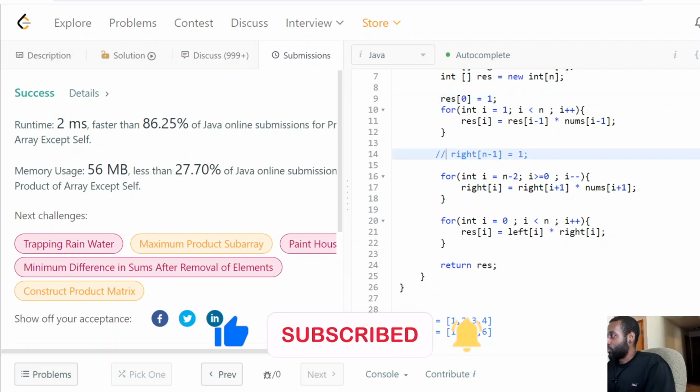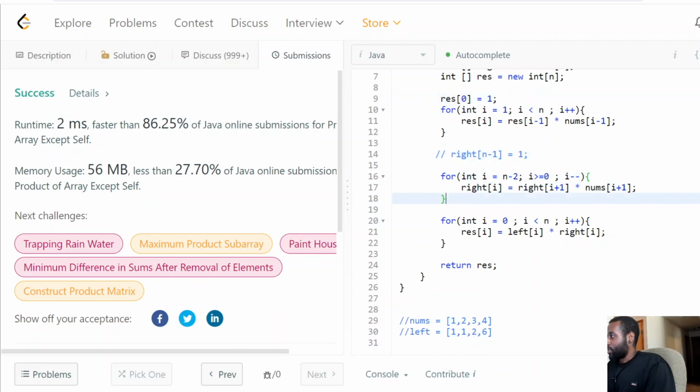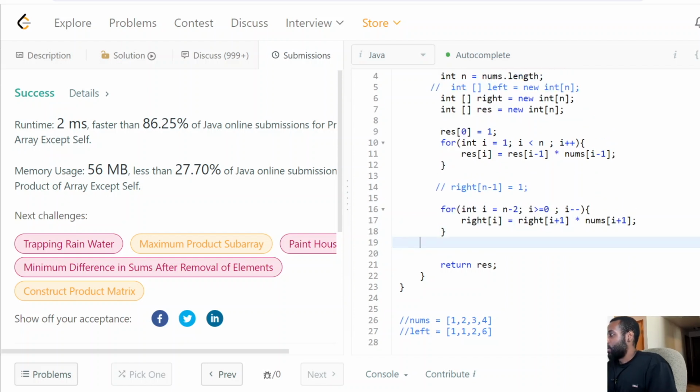I want to show you guys. So we can comment those things out, I don't think we need that anymore. We need to go backward, so remove that, it's not needed. Now how it's going to work out: originally we start off with right equal to 1, because for the last index, 4, there's nothing to its right.